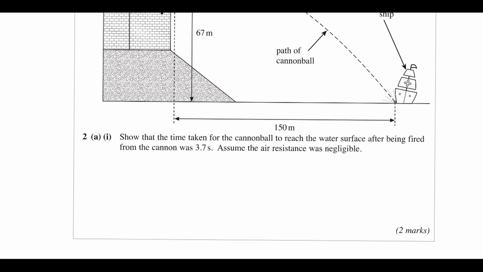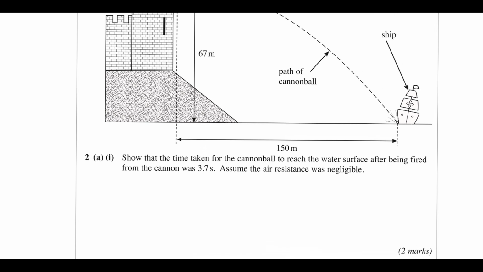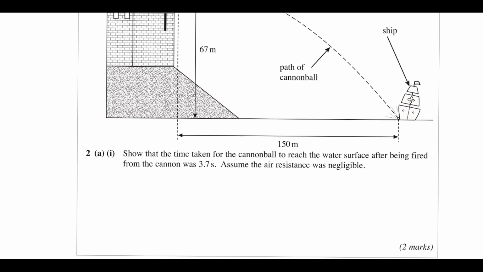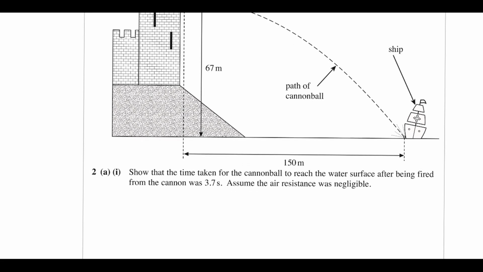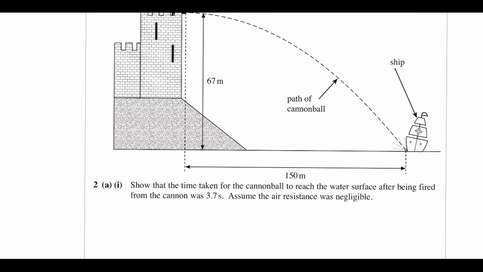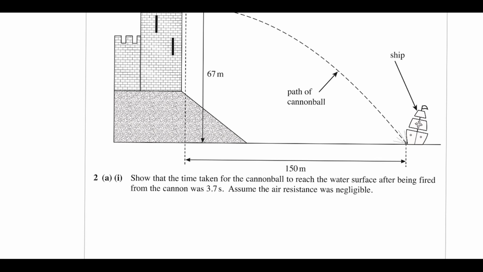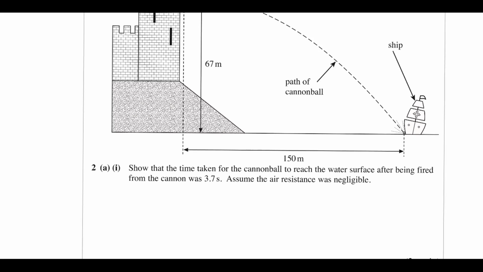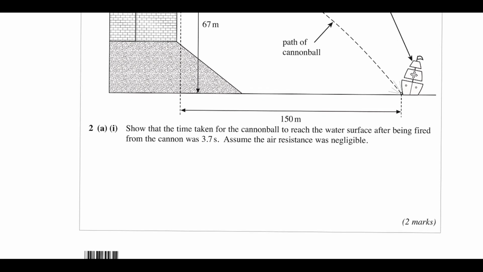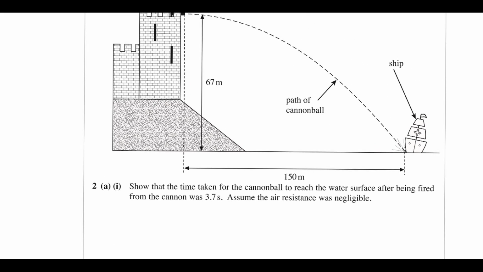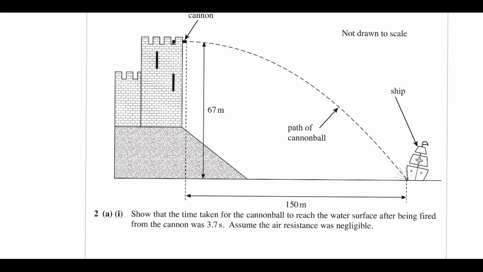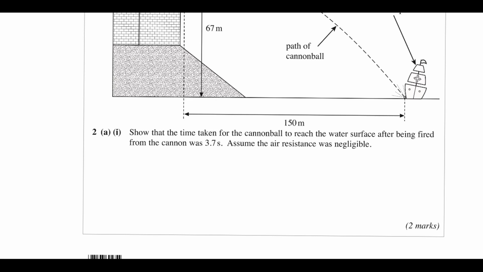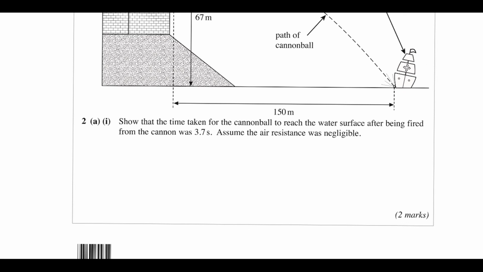Show that the time taken for a cannonball to reach the water surface after being fired was 3.7 seconds, assuming no air resistance. So the thing to realize here is that flight time only depends on vertical components of velocity. The horizontal have no effect on flight time at all. So then we also know its initial vertical velocity is 0 because it's traveling horizontally, and it's accelerating under gravity, so that should be all we need. So let's get that key information down.